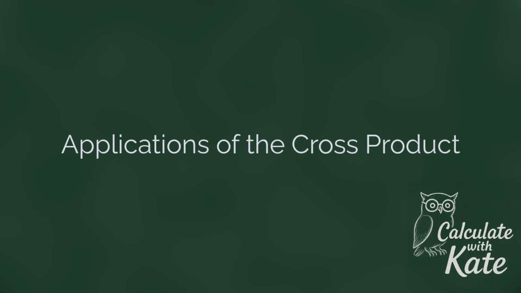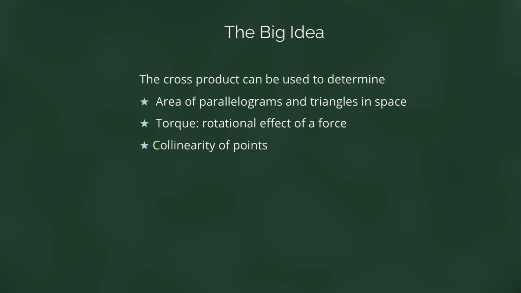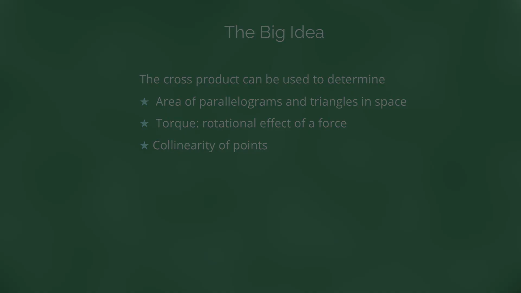In this video, we're going to take a look at some important applications of the cross product vector. In particular, we're going to see that we can use the cross product to determine the area of both parallelograms and triangles in space. We'll use it to compute torque, the rotational effect of a force, and we'll be able to use it to examine whether or not certain points are collinear.